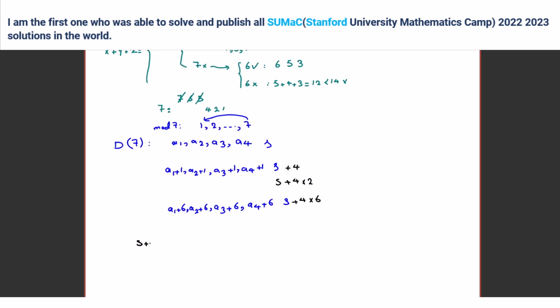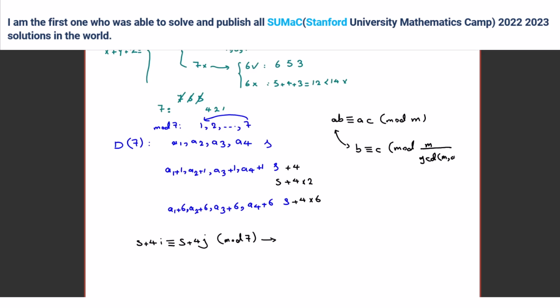You can say if s plus 4i is congruent to s plus 4j, you want to see what we can conclude, right? Let me ask you this to see if you remember. I told you in modular arithmetic, if you divide both sides by a, then b is congruent to c mod what? M over GCD of M and a, because we divided by a, right? Yeah.